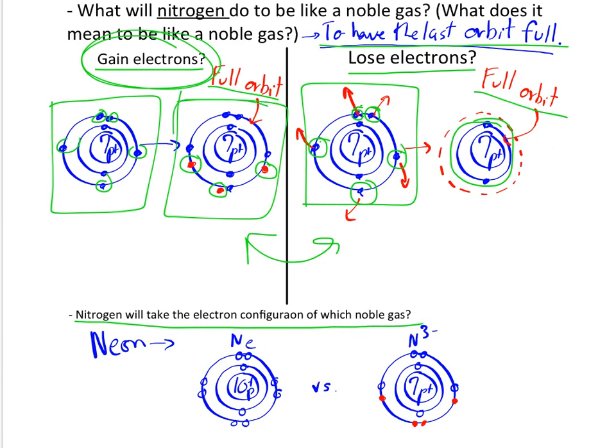So if we look again on the left side, where it gained 3 electrons, if you compare the electrons, it looks exactly like neon. It's got 1, 2, 3, 4, 5, 6, 7, 8, 9, 10 electrons, but it's still nitrogen because the 7 protons haven't moved. It's still the same element, but now there's a charge of -3. So that's called nitride. It's an anion with a negative charge of 3.